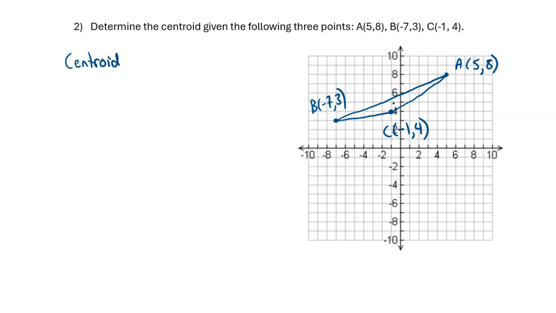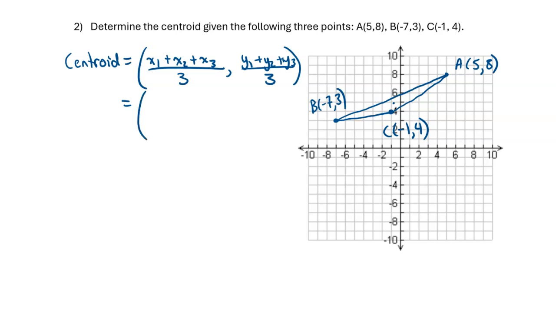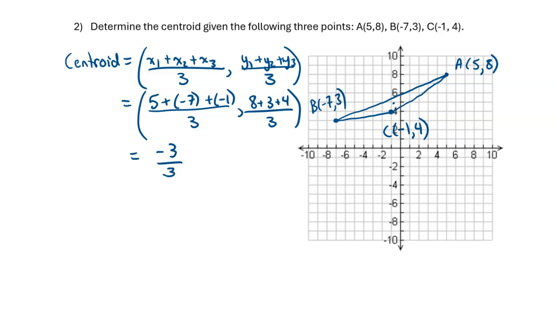And so the centroid is equal to the average of the x values. So x1 plus x2 plus x3 all over 3, because we've got 3 values. And we've got y1 plus y2 plus y3 over 3. And so we're dividing it by 3. And we're just going to sub those in. So I'm starting with the A, then I'm using the B, then I'm using the C. So 5 plus -7 plus -1. And then we're doing the same thing with the y values of A, B, and C, dividing those by 3 as well. We add them all together in the numerator, then we divide them by 3.